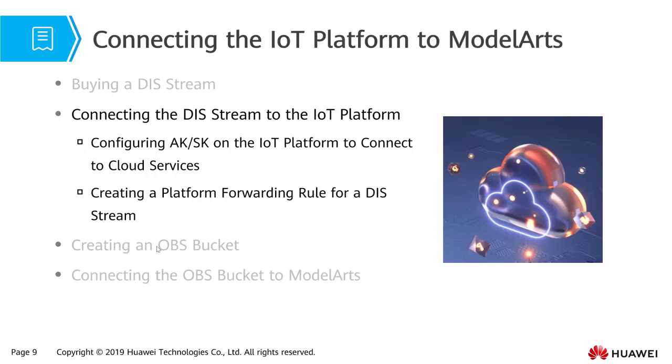The next step is to connect the DIS stream to the IoT platform. Specifically, use the AK and SK of the Huawei Cloud DIS account to configure a key on the IoT device access of the IoT platform, and create an IoT platform forwarding rule to interconnect with the DIS stream. Now, let's take a look at a demonstration.